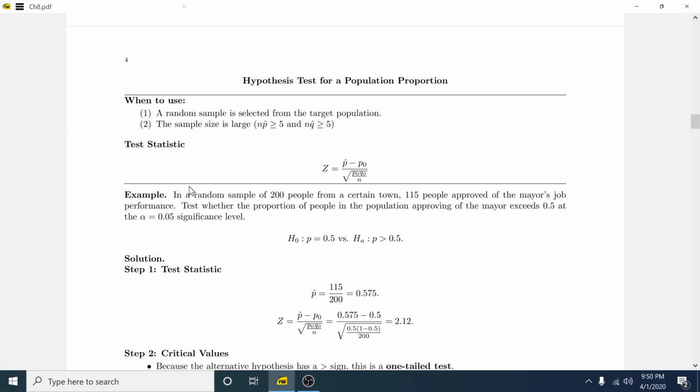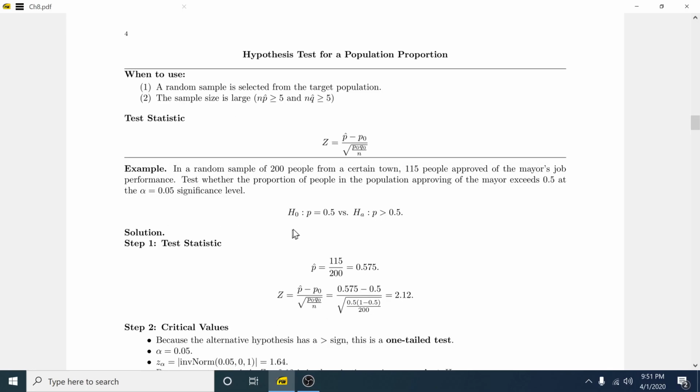So in this problem, we have a random sample of 200 people from a certain town, 115 people approved of the mayor's job performance. We want to test whether the proportion of people in the population approving of the mayor exceeds 0.5 at the alpha equals 0.05 significance level. And again, a different way to write this would be H0: p equals 0.5 versus HA: p is greater than 0.5.